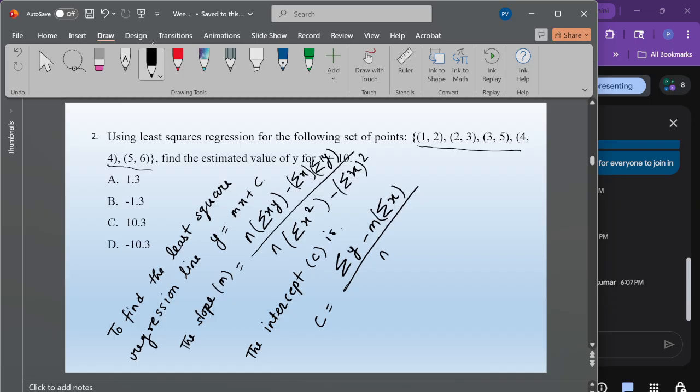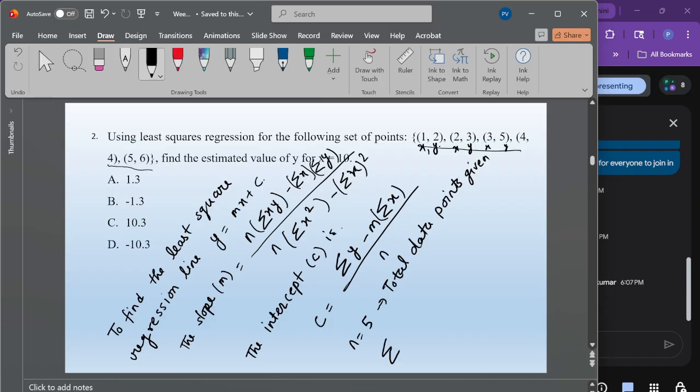Now the data points are given. So the data points are (1, 2), (2, 3), (3, 5), (4, 5), and (5, 6). Right? So there are 5 data points, 1, 2, 3, 4, 5. The total 5 data points are there. So n is equal to 5. That are total data points given. So first, this is the x coordinate, this is the y, right? Similarly for each data point.